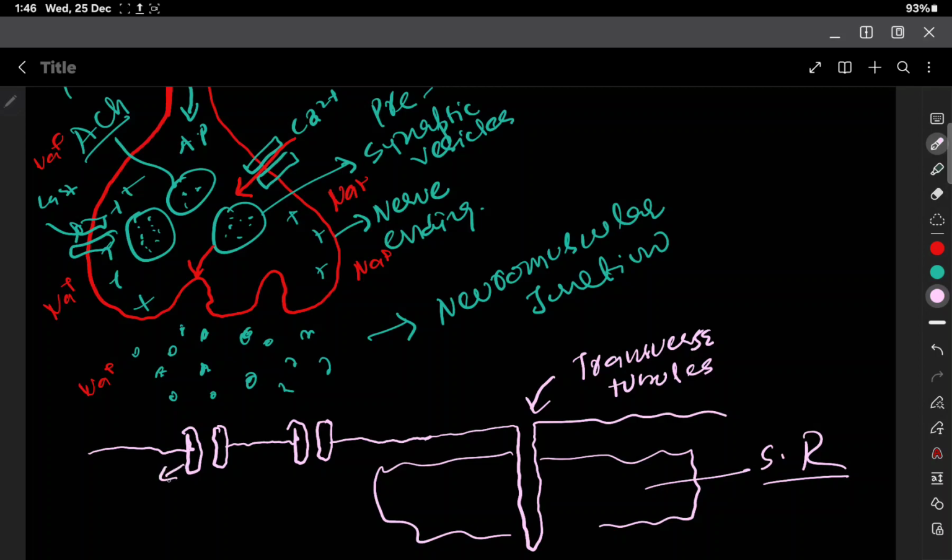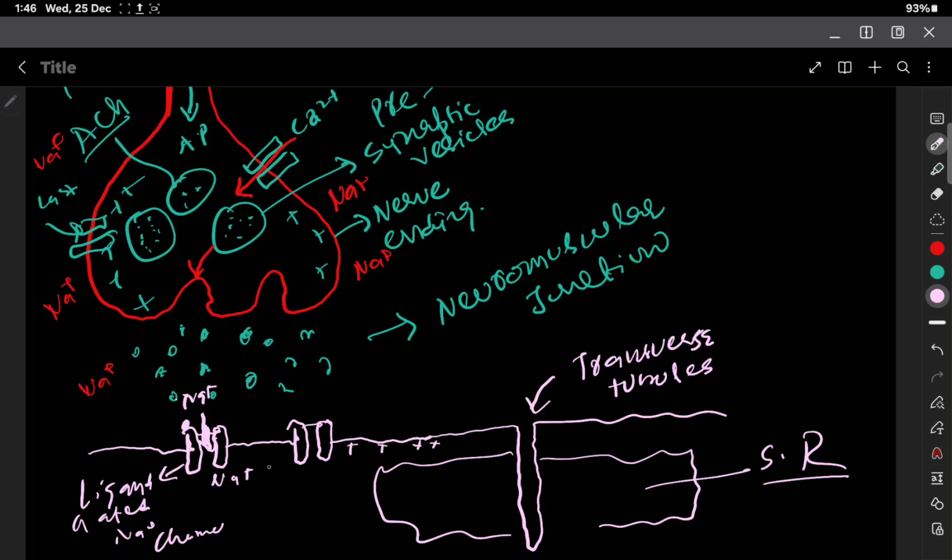So here there is a presence of a ligand gated sodium channel. This is the ligand gated sodium channel. It is closed first. When acetylcholine reaches here, it binds with this ligand gated sodium channel and causes the opening of this gate. So this gate will be opened, and the sodium ions will move inside, and inside now the charge will become positive.